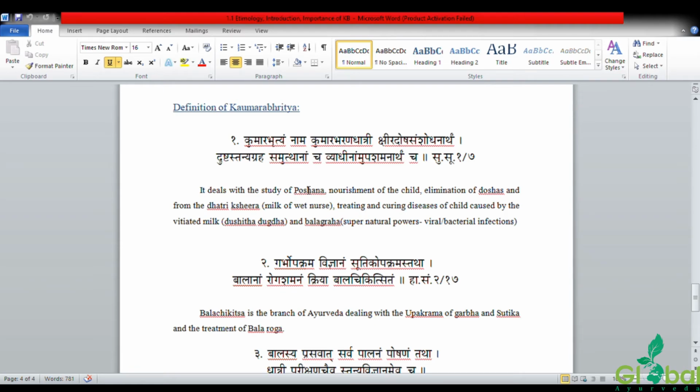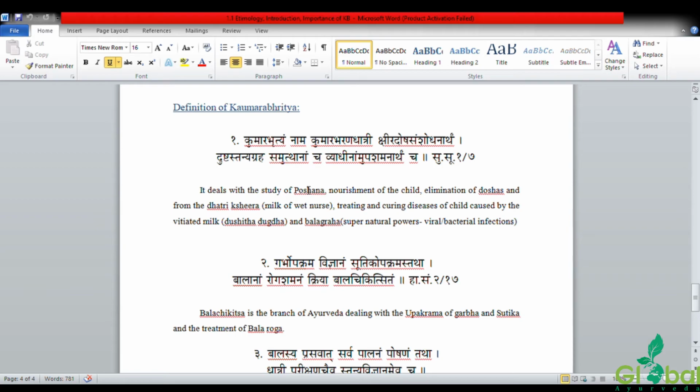Again I will repeat because it is a very important definition. Kumarabhrityam Nama Kumara Bharana Dhatri Kshira Dosha Samshodhanartham Dushtastanyagraha Samuthanam Cha Vyadinam Upashamanartham Cha. So it deals with the study of the poshana, nourishment of the child, elimination of the doshas from the dhatri kshira, and treating and curing diseases of the child caused by vitiated milk and balagraha.